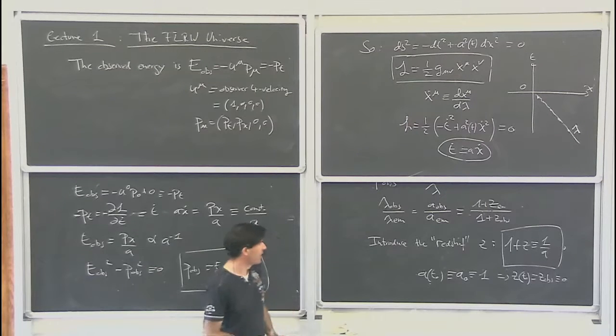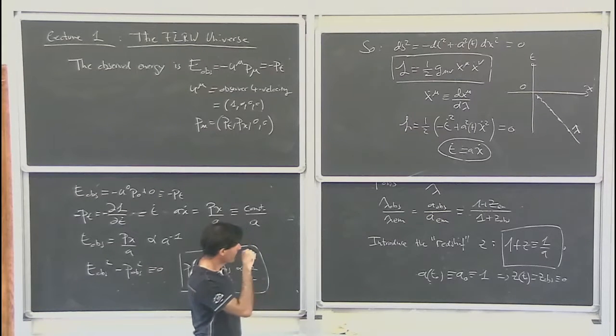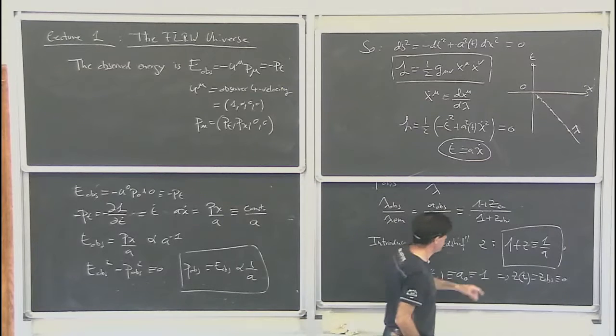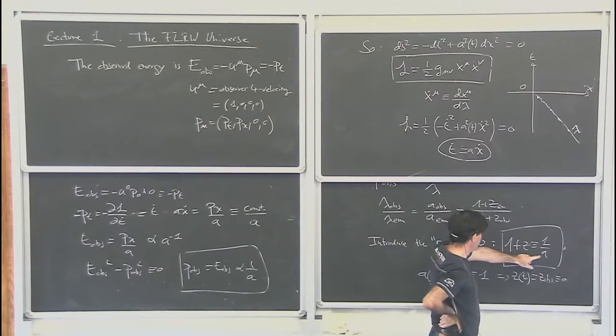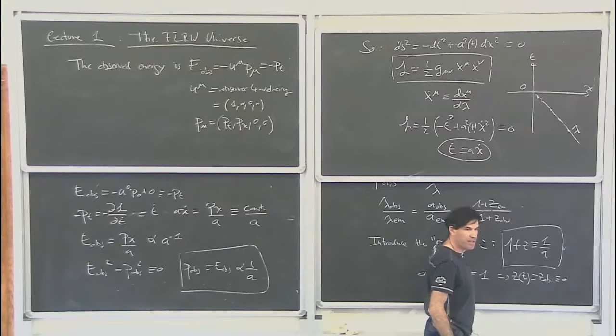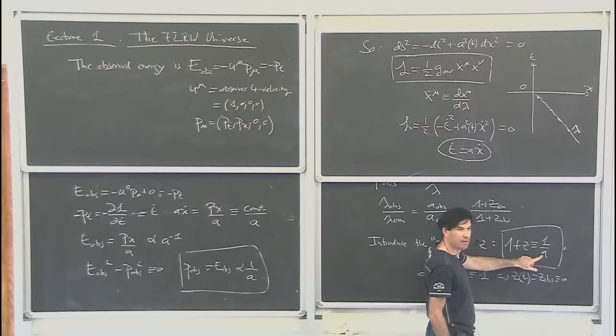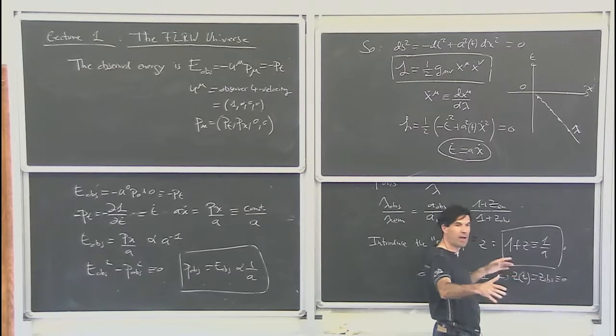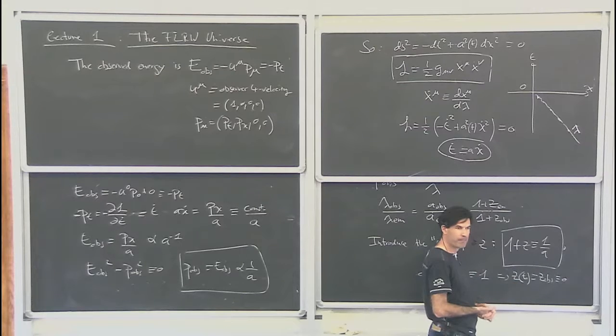So this implies that, for instance, if a photon was emitted by a distant galaxy when the universe was, let's say, 3 times smaller, so a is 1/3, the redshift will be 2. Okay, so the wavelength will have expanded by a factor of 2. Okay?